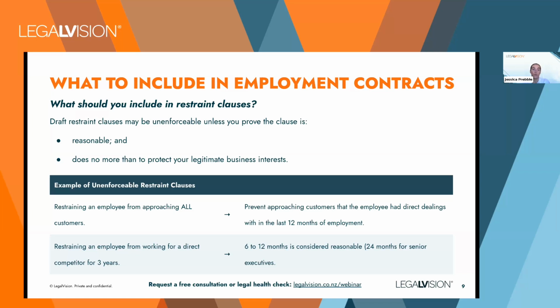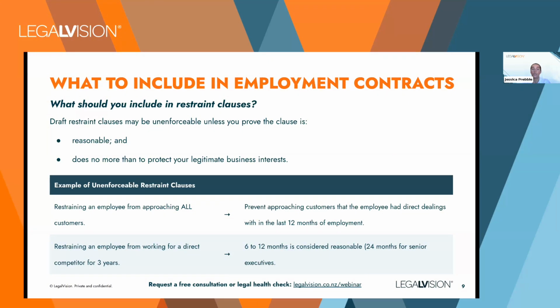Now, it might be helpful to give you a few examples of unenforceable restraint clauses. Restraining an employee from approaching all your customers. It's unreasonable to expect an employee to know all of your customers, including past and present. But if the clause simply prevents an employee from approaching only the customers that the employee had direct dealings with in the last 6 to 12 months, the clause is likely to be enforceable.